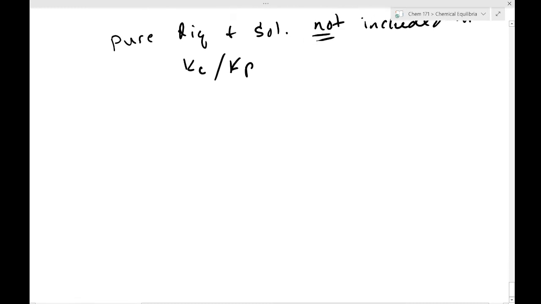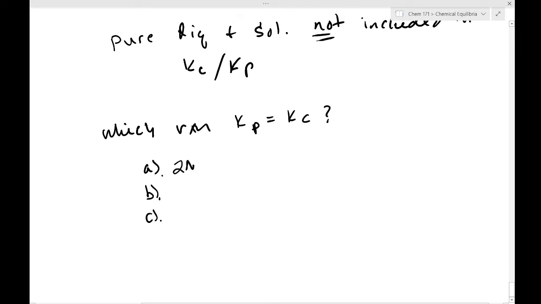Okay. So we're going to do a little quiz. Which reaction among the ones that are following has Kp equal to Kc? Is it A, B, C? A is 2 times sodium oxide reacting with carbon dioxide to form sodium carbonate.